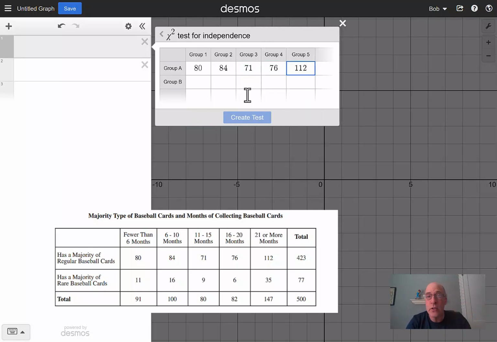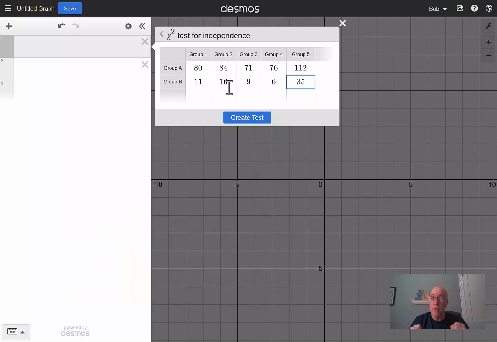Don't put in the totals. Some students will put in the totals. My second group is 11 and 16 and 9 and 6 and 35. And now I make sure I have everything typed in correctly. I believe I do. Everything looks good. Let's create the test. Let's see what happens here.